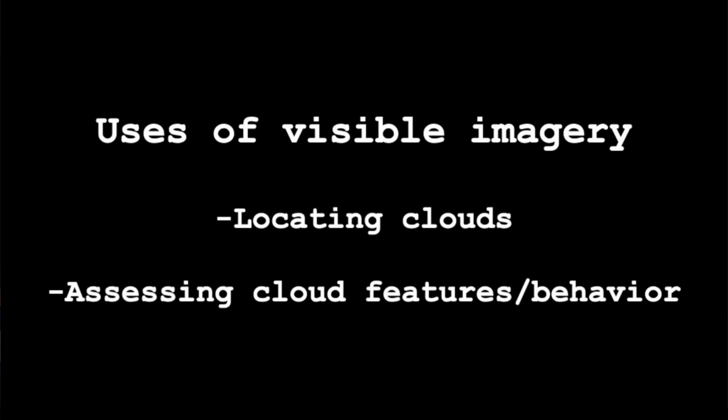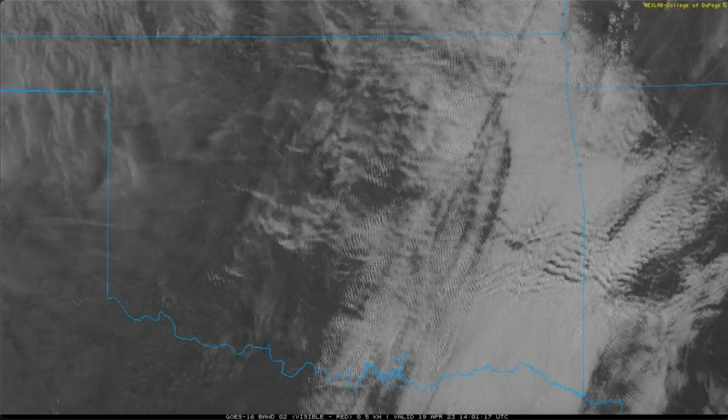And because the resolution is so fine, we can see very small scale features that other bands just can't. For example, we can see things like overshooting tops, outflow boundaries, etc. So again, visible satellite imagery is best for identifying the locations of clouds and assessing their behavior. We can also differentiate the different altitudes of clouds in a visible satellite image, high level versus low level, and the different types of clouds, cirrus versus cumulus versus stratus, etc.